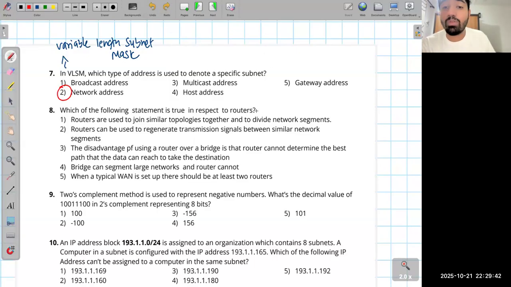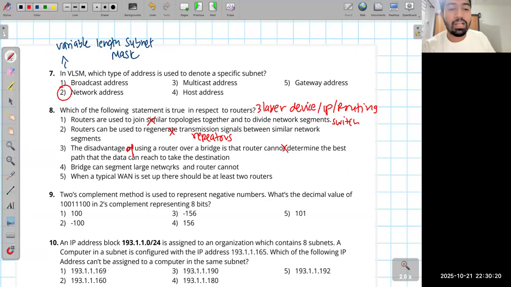Which of the following is true about routers? It's a layer 3 device. Deals with IP address. Used for routing. Let's see. Routers are used to join similar topologies? No. Routers can be used to regenerate and retransmit signal? No, these are done by repeaters. Similar topologies are joined by switches. The disadvantage of using a router over a bridge is the router cannot determine the best path? No, it can determine. It is designed for routing.